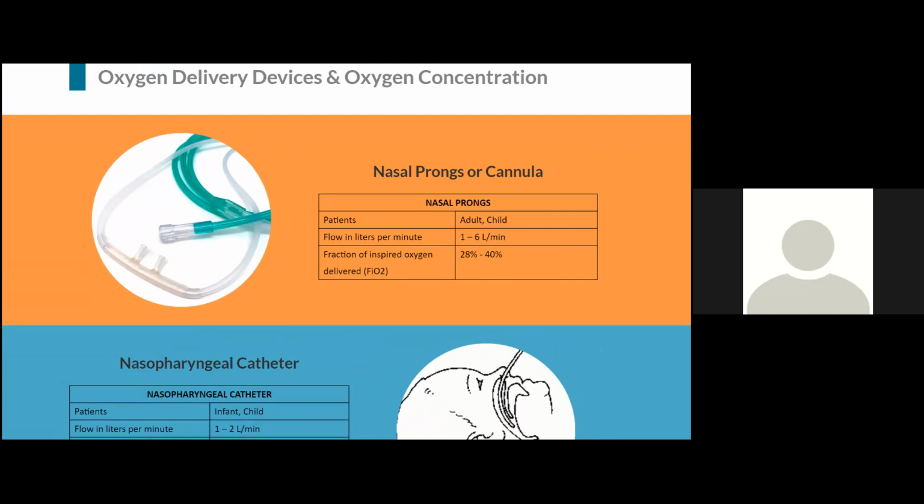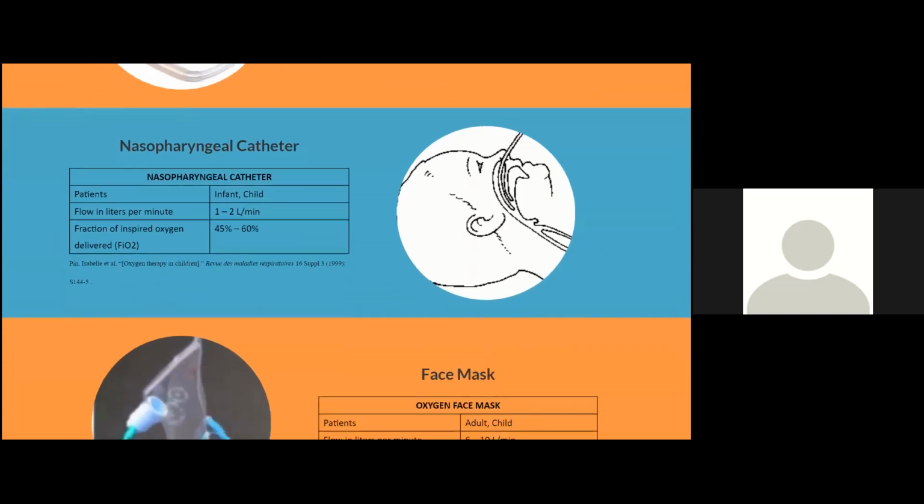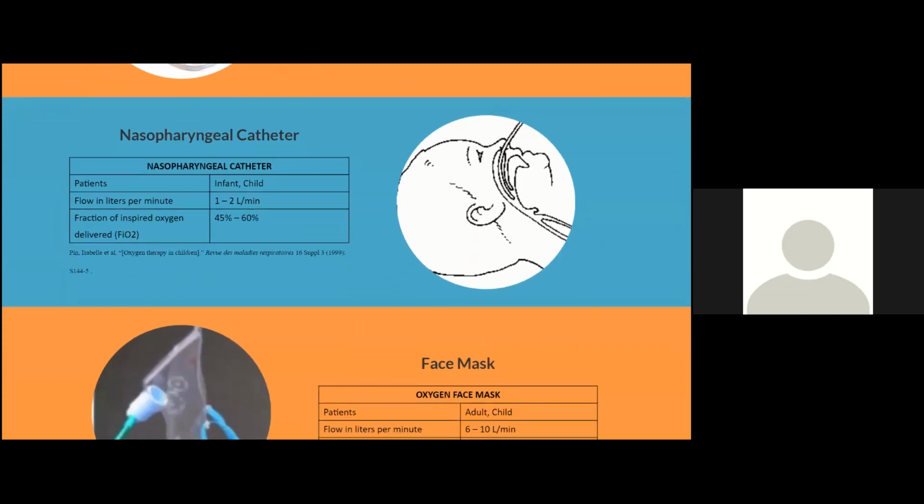You go to the nasopharyngeal catheter, whereby you check at the FiO2. The escalation is based on the FiO2. As you can see, the FiO2 here is higher than the previous, it's 45 to 60. Why are you moving for high FiO2? You want to make sure that the patient is getting enough oxygen, not in terms of flow, but in terms of concentration.